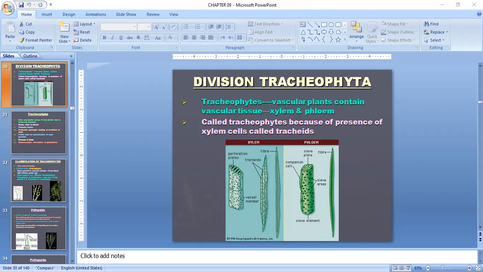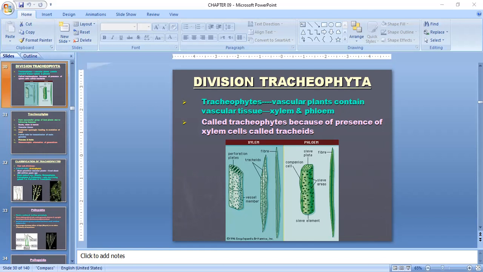They are called tracheophytes because of the presence of the xylem cells, trachees. Why are they called trachees? They are called tracheophytes because they contain the trachees. Okay. Next, what are we going to do now?